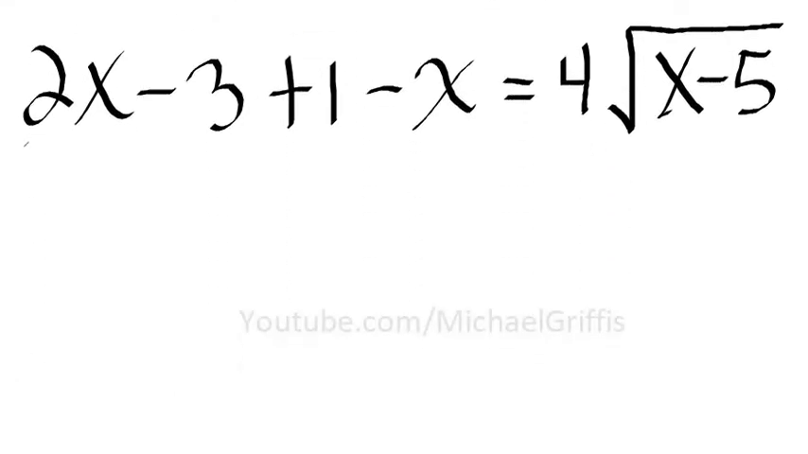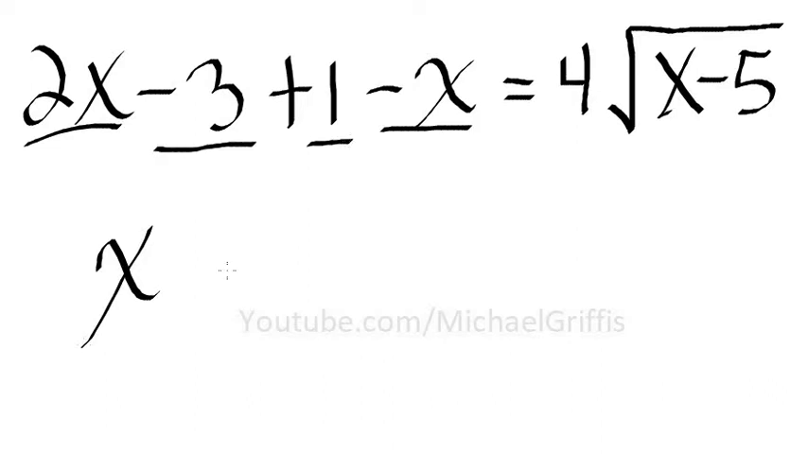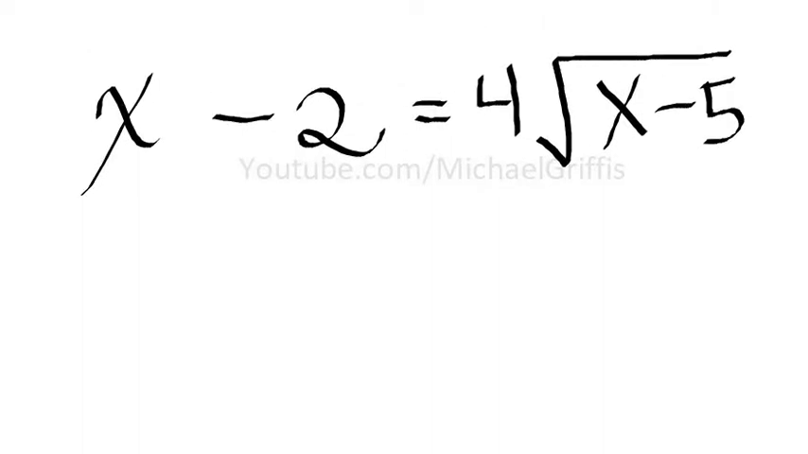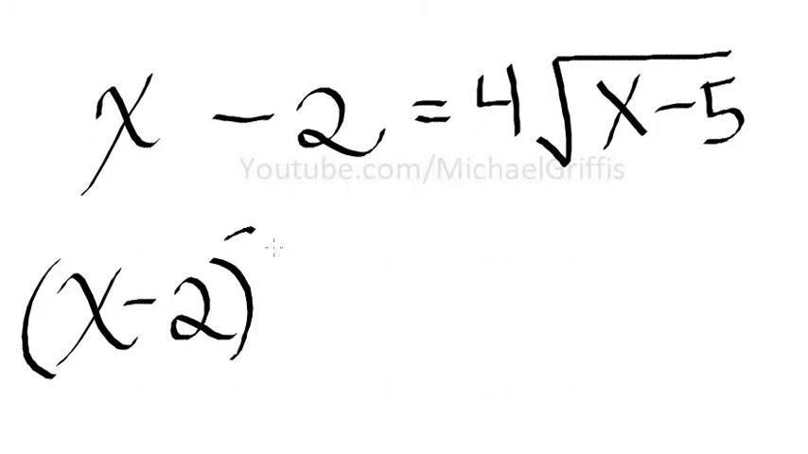Let's go ahead and clean up the left-hand side. We have 2x minus x, that gives us x. We have minus 3 plus 1, so that gives us minus 2. So x minus 2 is equal to 4 times the square root of x minus 5. Now I know that if I square both sides, I can get rid of the square root. So let's do that. Square both sides.